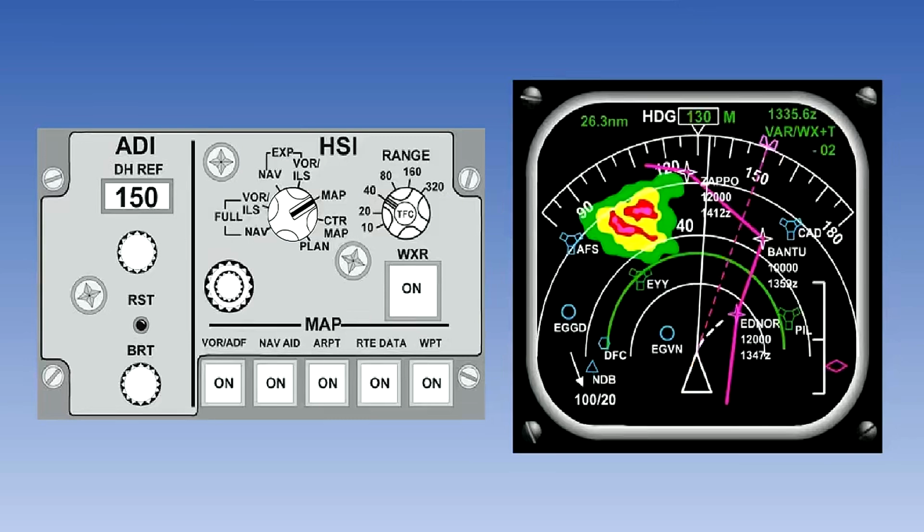Heading information is supplied by the appropriate inertial reference system. The compass rose segment can be selected to either magnetic or true north between latitude 73 degrees north and 60 degrees south and to true north only above these latitudes.